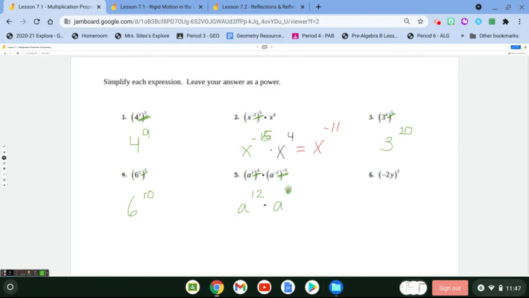And then as your last step, you want to think about how many total a's that you have. So I have a to the 12th and a to the 6. And when I add them together, I'm going to get a to the 18th.